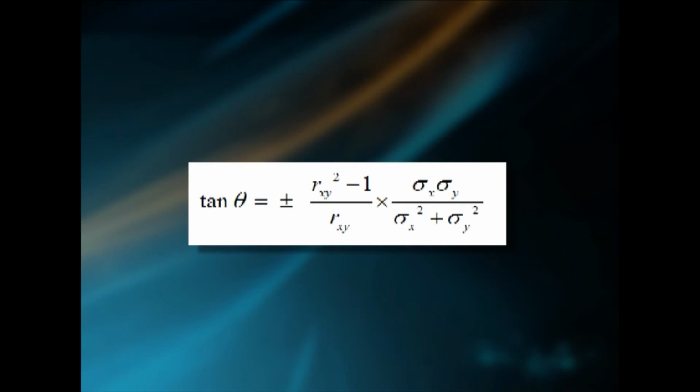Let us consider theta as the angle between the regression lines. Using the slopes of the regression lines, we can derive tan theta equal to plus or minus (r square xy minus 1) by Rxy into (sigma x into sigma y) divided by (sigma square x plus sigma square y). If Rxy equal to plus or minus 1, we get tan theta equal to 0. This implies the angle between the regression lines theta, that is tan inverse 0, equal to 0.